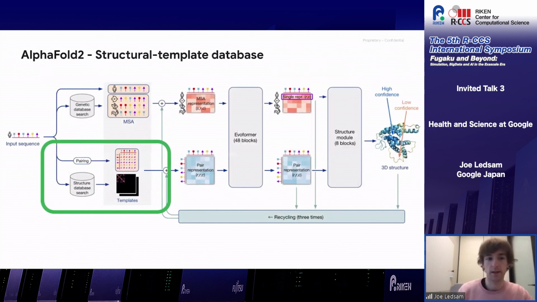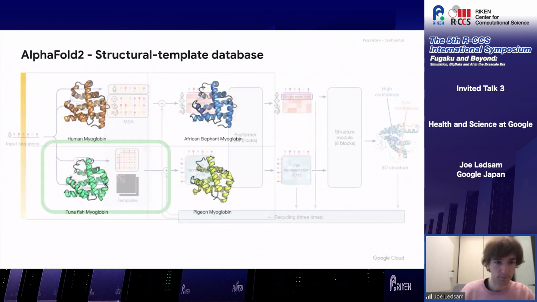Second, we also look at templates. So we identify proteins that have a similar structure from a structural template database, and we can construct an initial representation of structures for pairwise comparison. And again, this helps the model represent which amino acids are likely to be in contact with each other. And this process of looking at templates is very common in the world of protein folding, such that the difficulty of a protein to fold has typically been defined by the number of templates available for it.